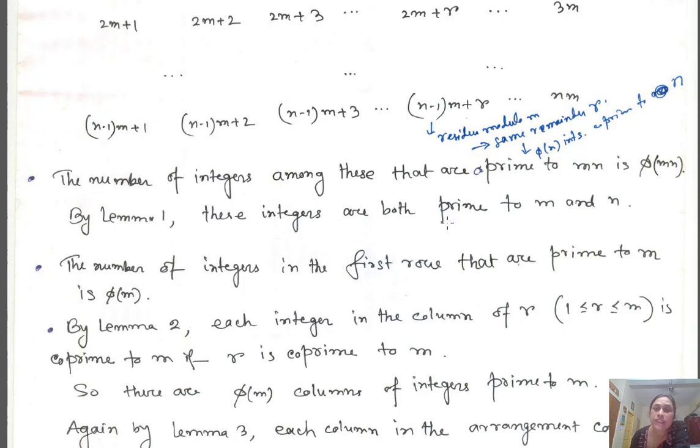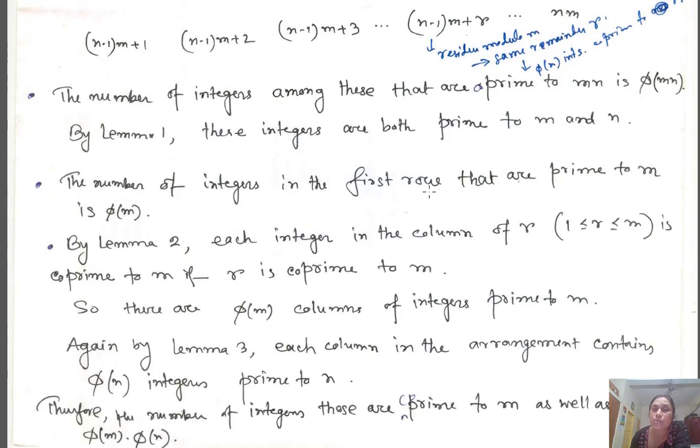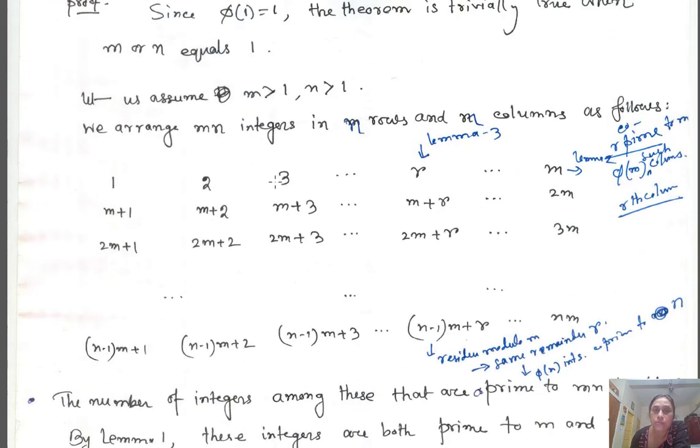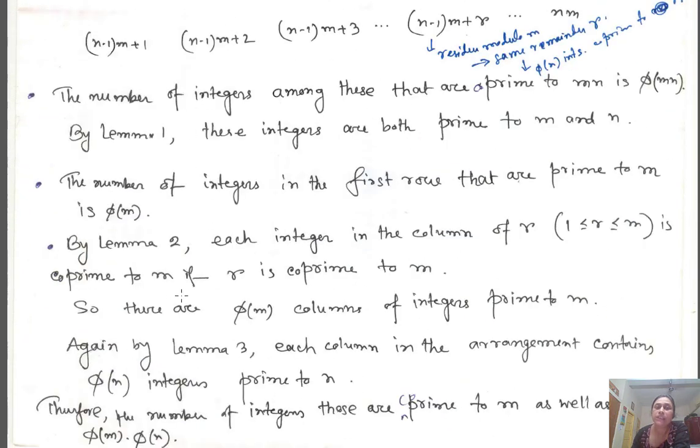Now by lemma 1, these integers are both co-prime to m and n. Now the number of integers in the first row that are co-prime to m: 1, 2, 3 up to m. There are phi m many integers that are co-prime to m. In the first row, there are phi m many integers which are co-prime to m. So the number of integers from 1 up to m that are co-prime to m is phi m.